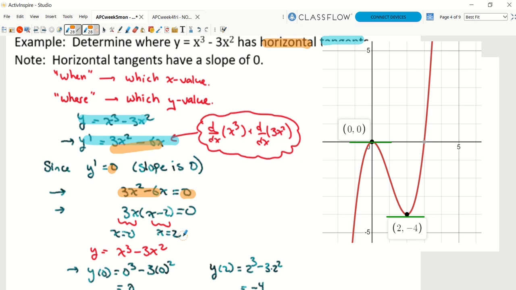So you can rationalize it this way. At x equals 0 and x equals 2, you have horizontal tangents, which is confirmed by this graph right here. Now, if you want to find the remaining y coordinates, you just plug in this green 0 and green 2 into the original y, or original f of x, and you get 0 and negative 4.